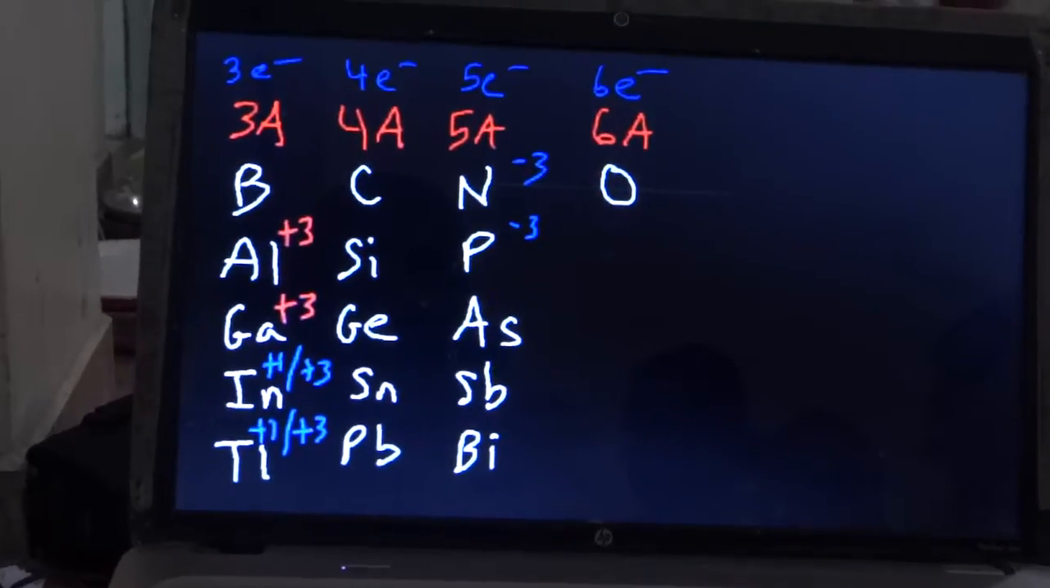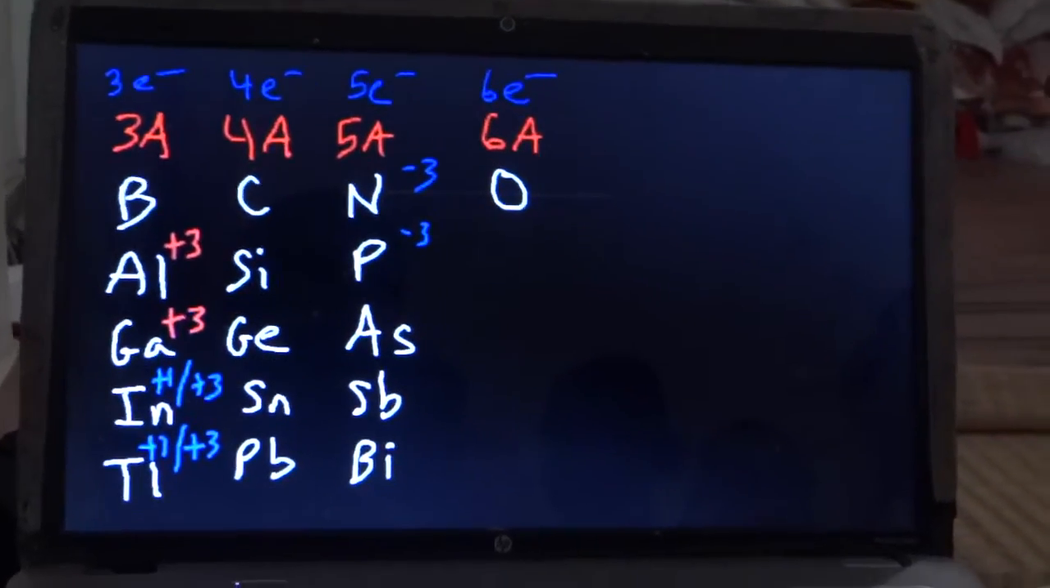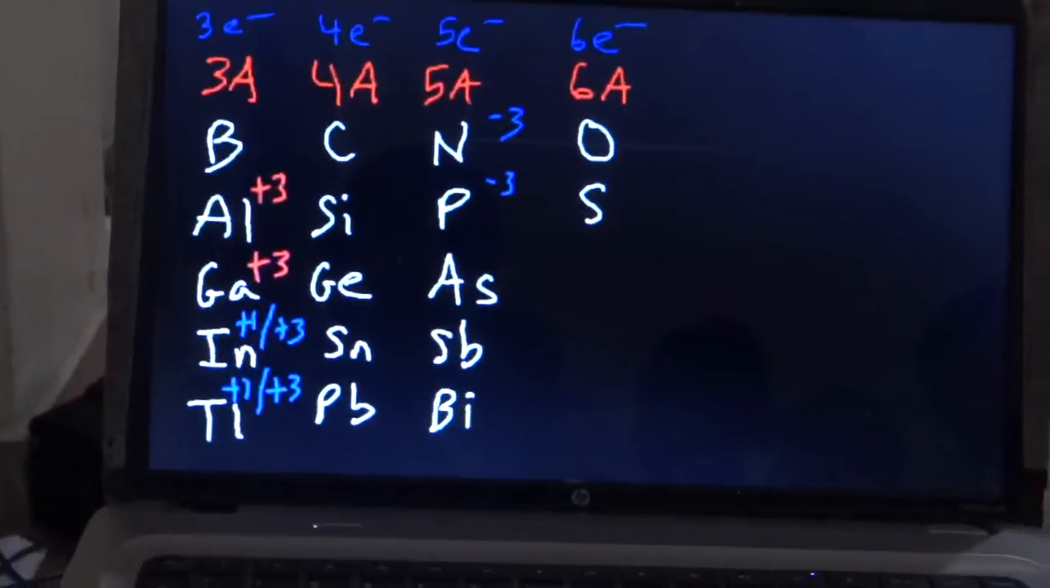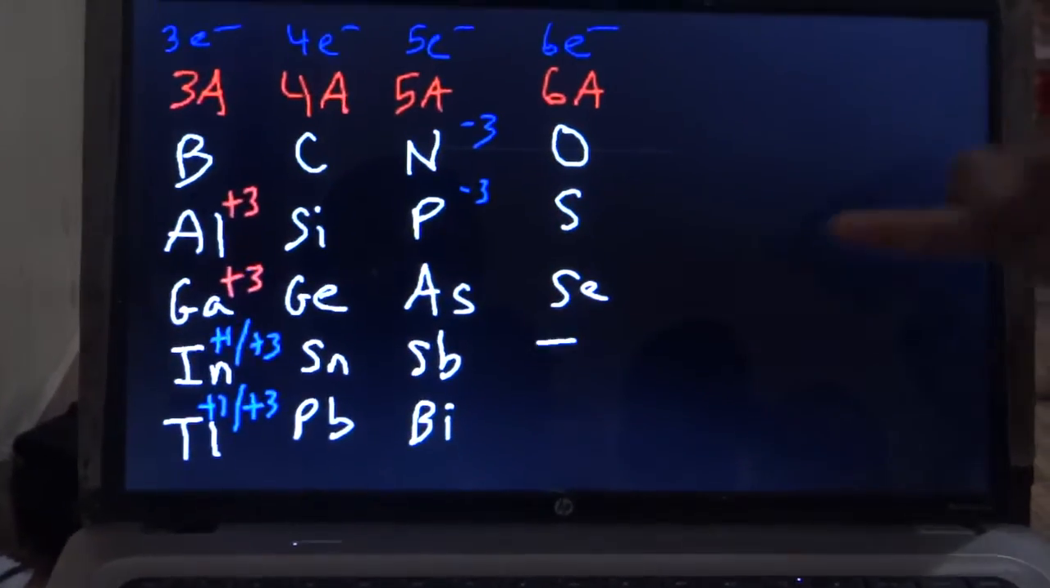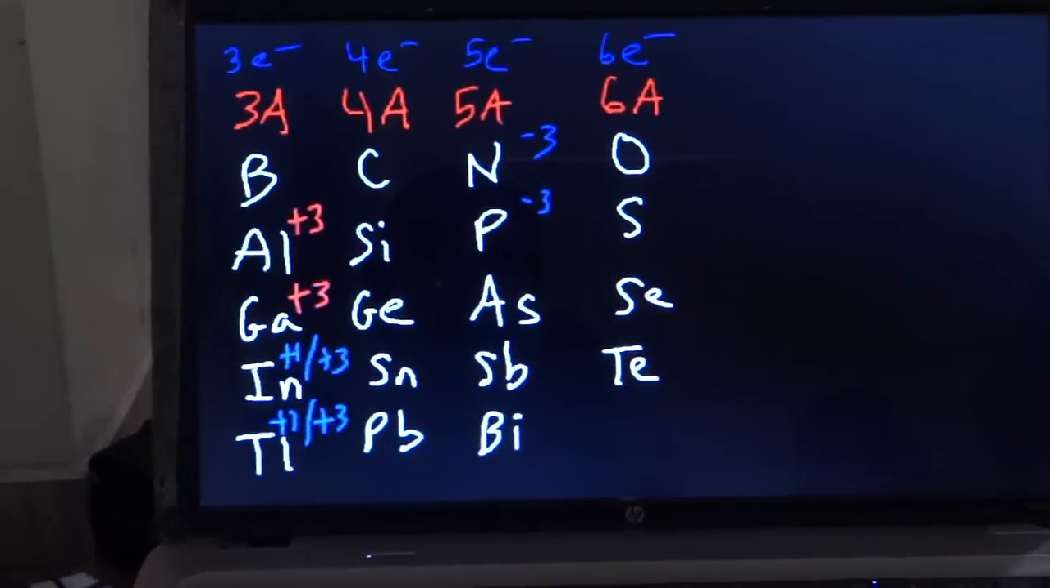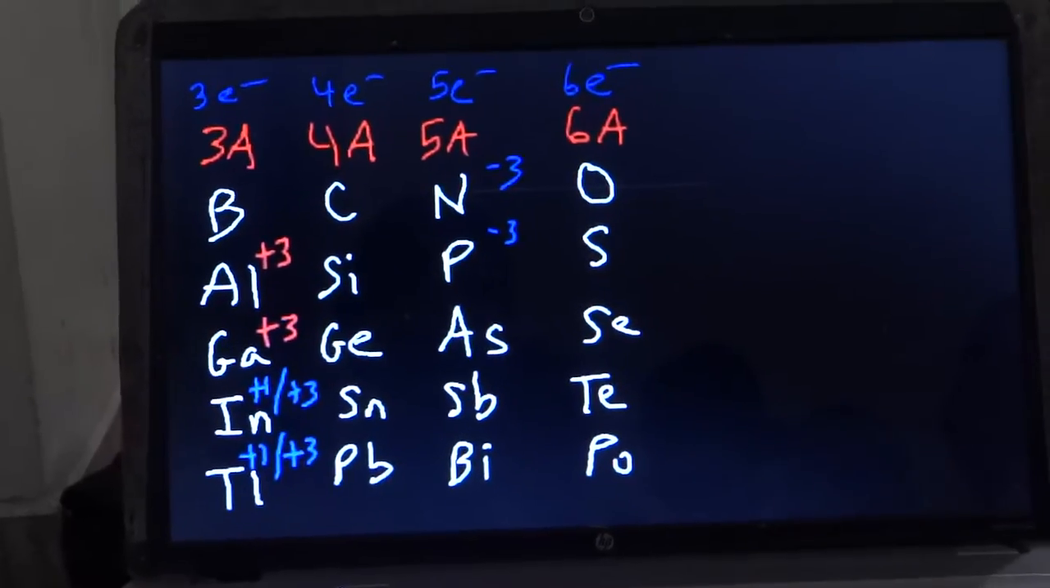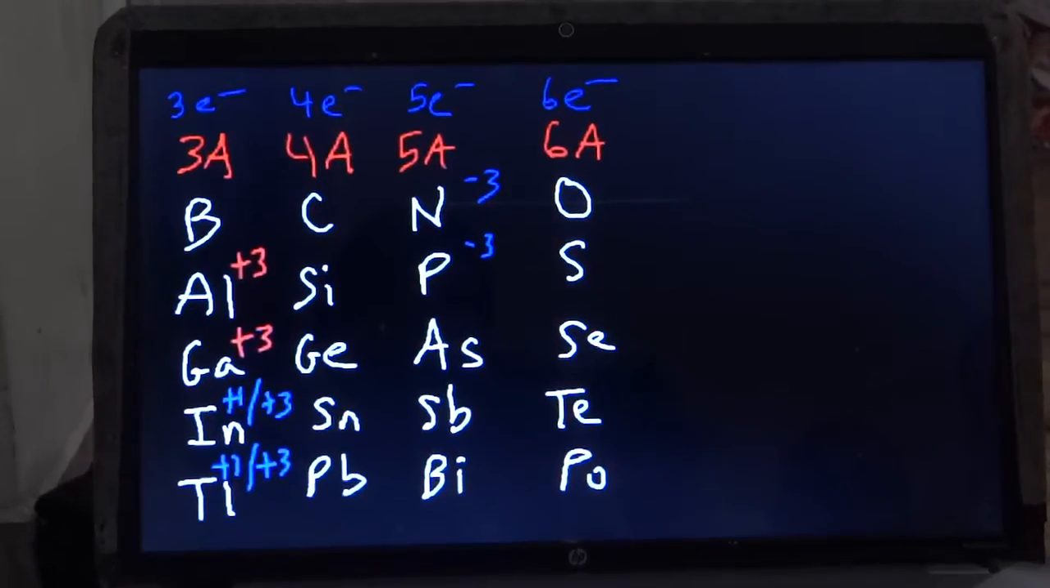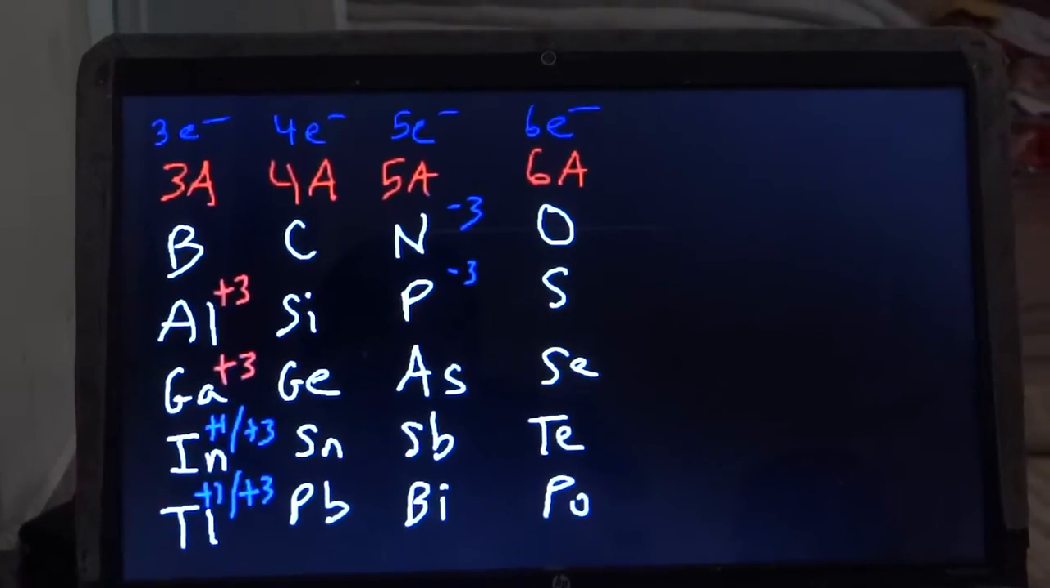Negatively charged ions are known as anions. So we have oxygen, sulfur, selenium, tellurium, and polonium. The S is sulfur. These are known as the chalcogens.